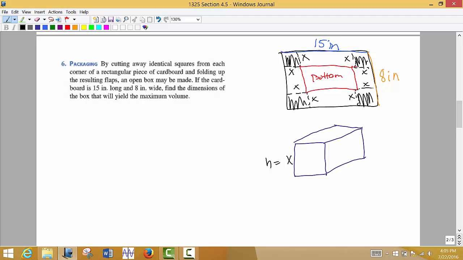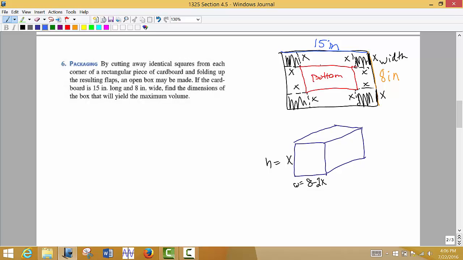Whatever x is, however much I cut out from the sides of the box for those squares, the height will be x. What would be the width? 8 was the original width of that box, but we cut out and we folded. So how much did we lose? Well, we lost x here and x here. So the new width of our box turns out to be 8, but we took away 2 x's, so 8 minus 2x.